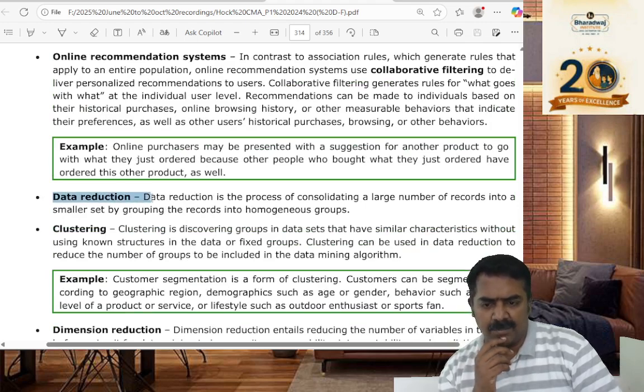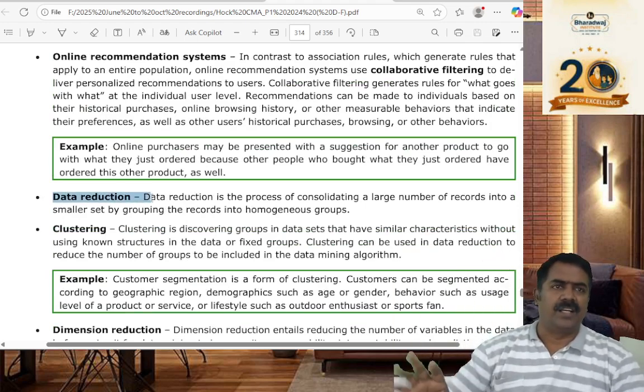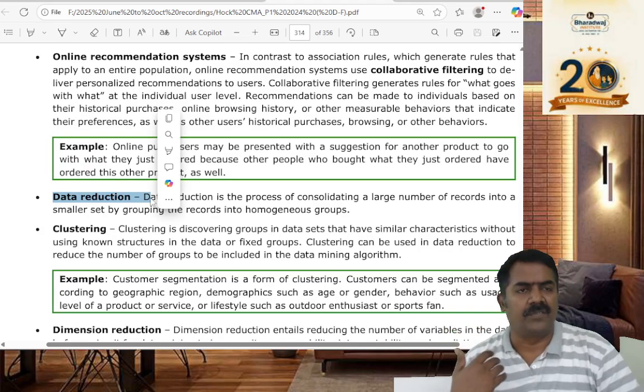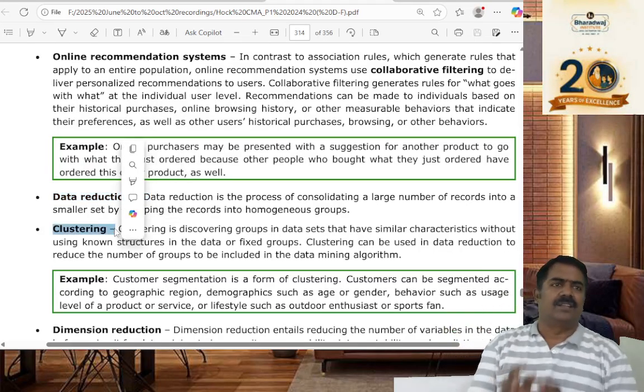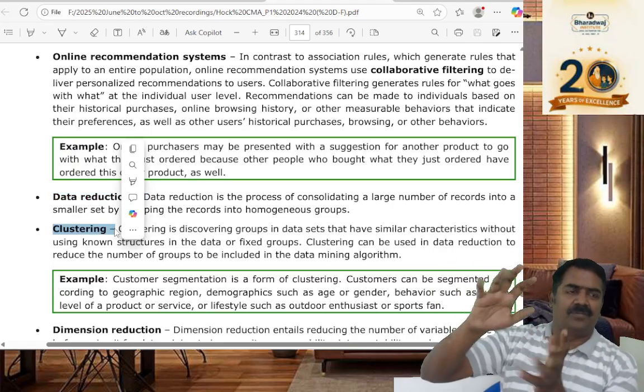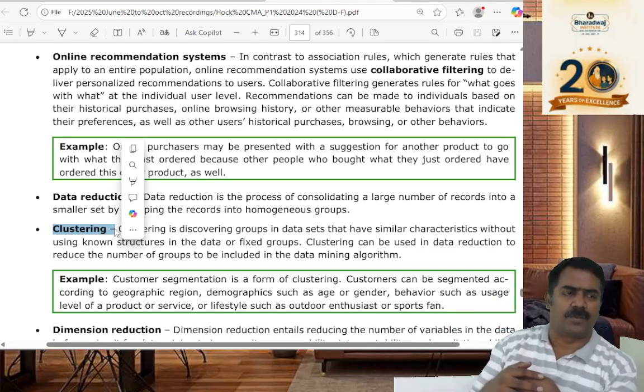Data reduction is nothing but eliminating the unnecessary data and analyzing or giving only the data that is required. Clustering, okay, for example, we've got Flipkart, Amazon, eBay, and various websites.